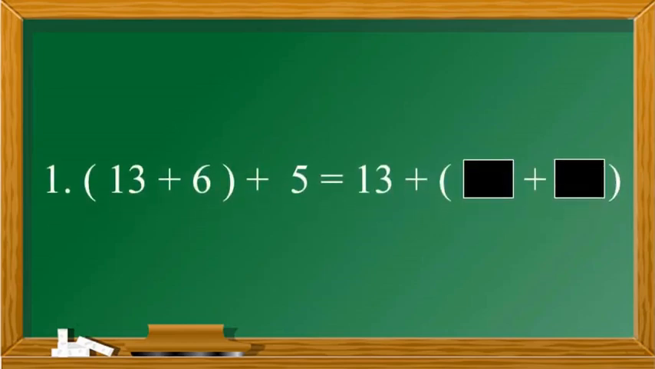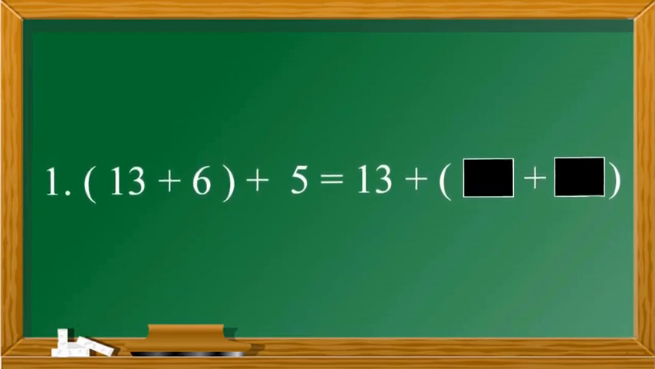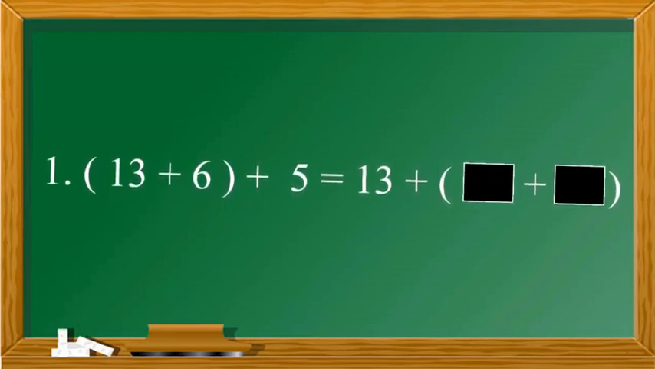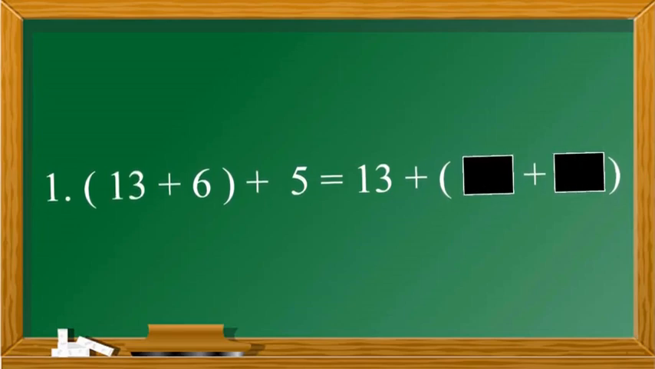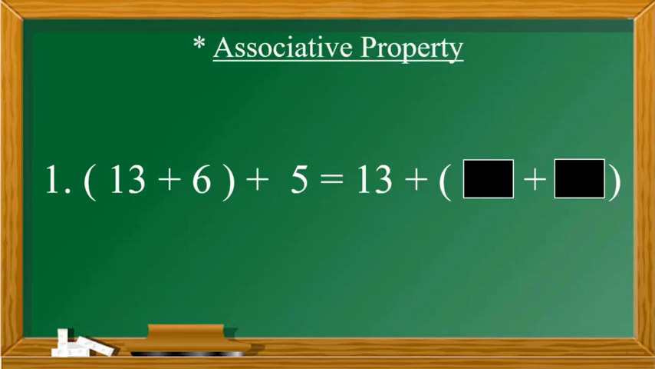Let's have another problem. The quantity of 13 plus 6 plus 5 equals 13 plus the quantity of the missing number plus the missing number. This example is by groupings. What property of operations does it involve? This kind of equation involves the associative property. What are the missing numbers? The missing numbers are 6 and 5.